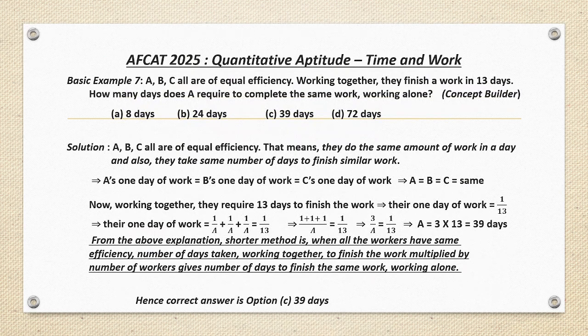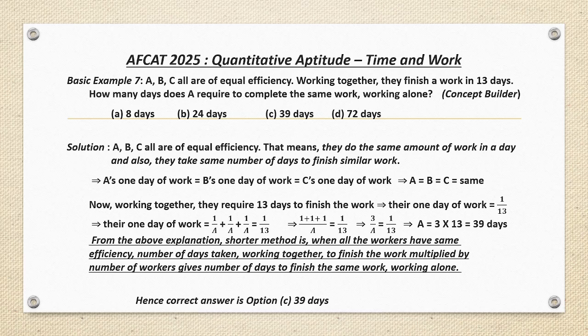A, B, C all are of equal efficiency and working together, they finish a work in 13 days. Right? Now, this is a reverse of the previous situation. So, simply what we will do, there we have divided and here we'll have to multiply. So, 13 into 3 will be 39 days. Right? So, let us see how we are getting that.